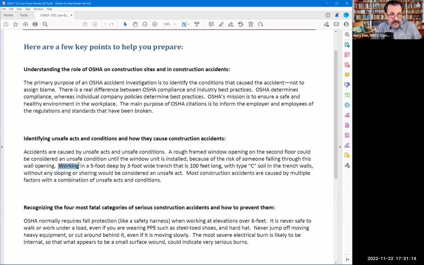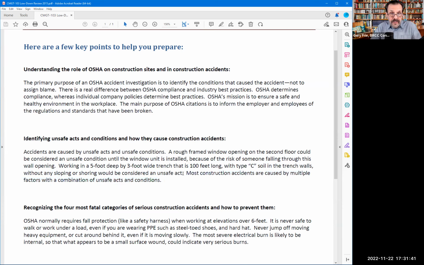So of course you have to look at the verbs, the action, the adjectives here to see what we're talking about: an unsafe condition or an unsafe act. It's not complicated, but just watch that. The last sentence in here says most construction accidents are caused by multiple factors with a combination of unsafe acts and unsafe conditions. They're usually combined together. So life is messier than simply having one unsafe condition.